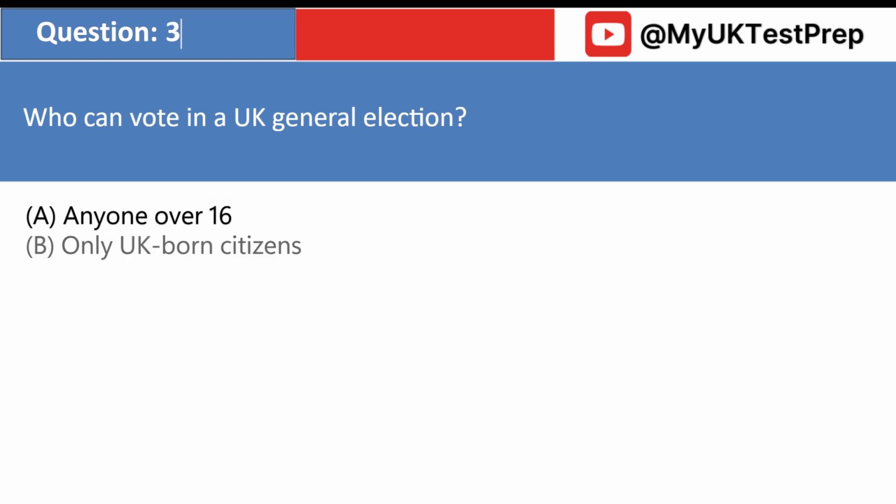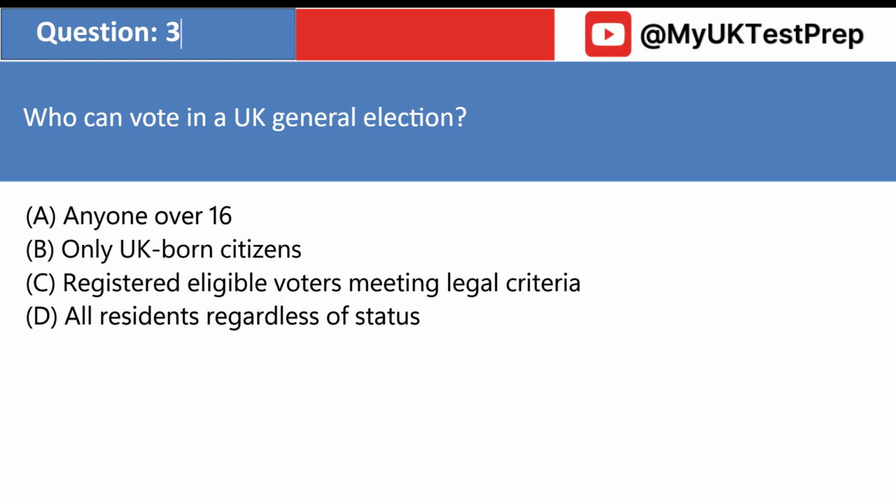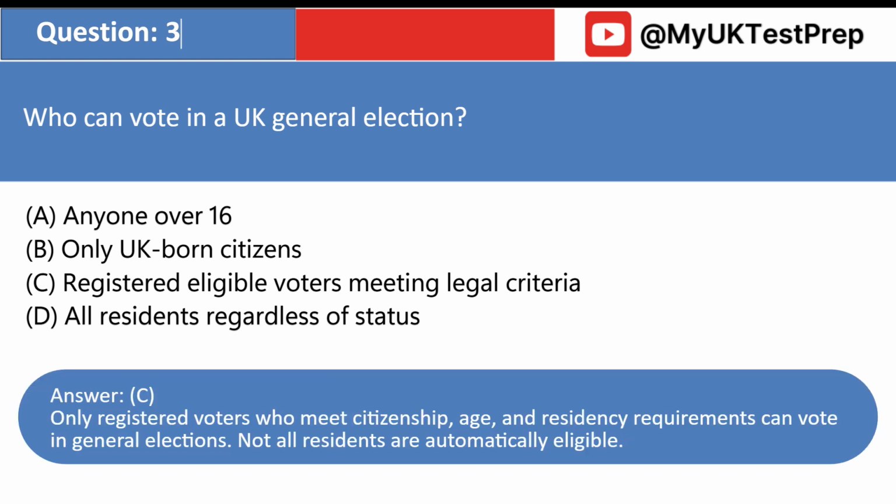Who can vote in a UK general election? A. Anyone over 16. B. Only UK-born citizens. C. Registered eligible voters meeting legal criteria. D. All residents regardless of status. Answer: C. Only registered voters who meet citizenship, age, and residency requirements can vote in general elections. Not all residents are automatically eligible.